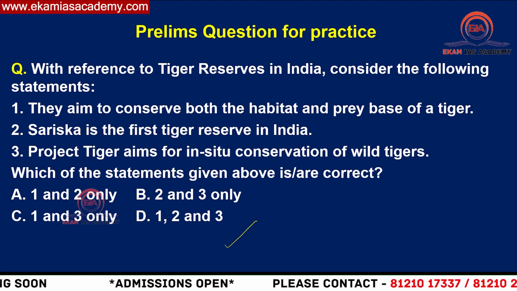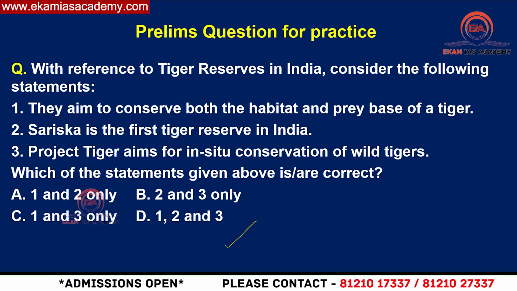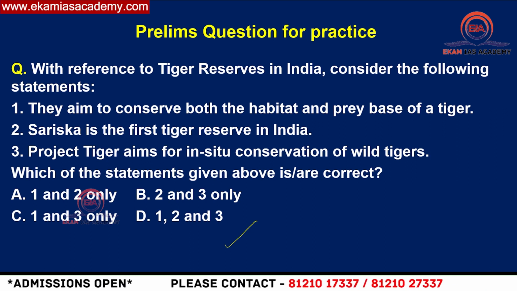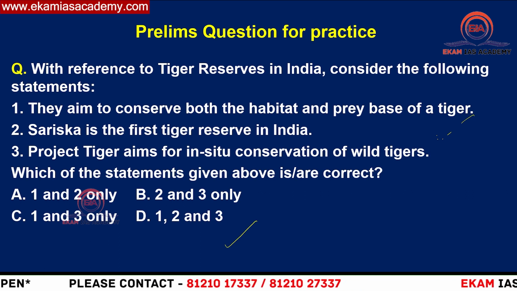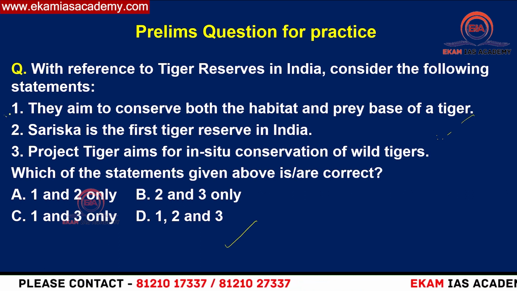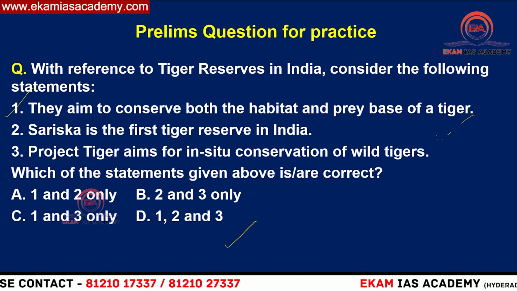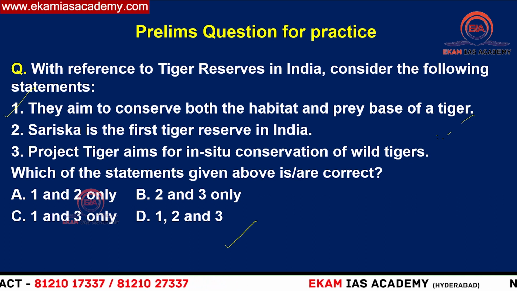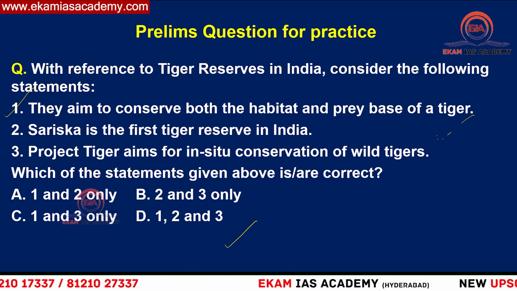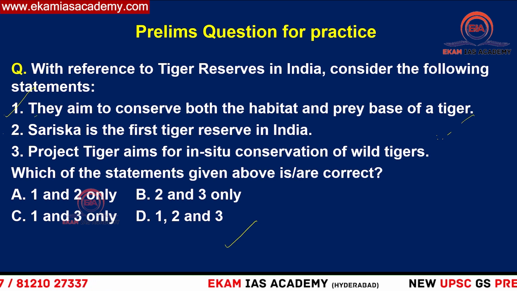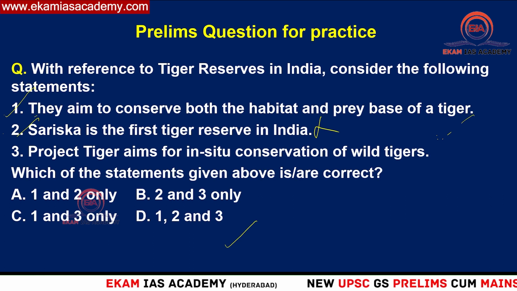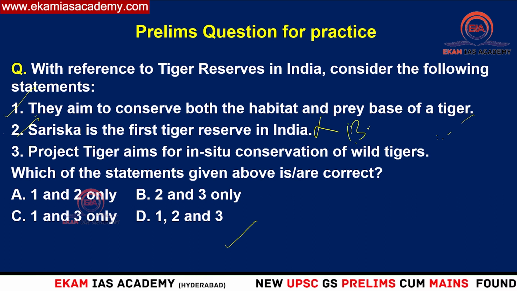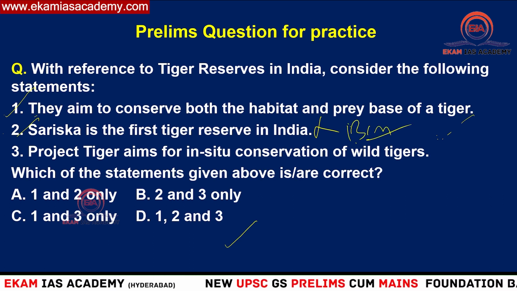With reference to tiger reserves in India, consider the following statements. First one, they aim to conserve both habitat and prey base of a tiger. That is correct, as tiger reserves are mainly constituted for this purpose. I told you in the previous video, we have 55 tiger reserves notified. Do watch the video in case you haven't. The second statement, Sariska Tiger Reserve is the first tiger reserve in India. This is wrong, because it is not Sariska. It is Bandipur in Karnataka. Bandipur is the first notified tiger reserve in India.